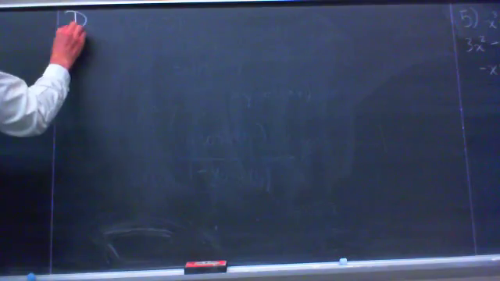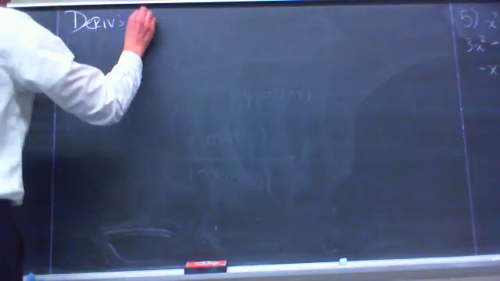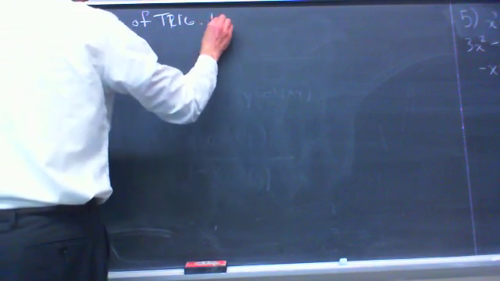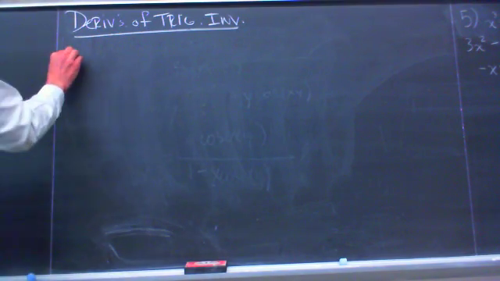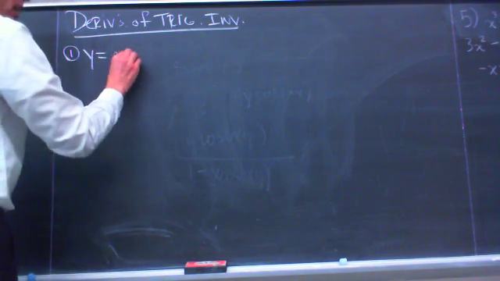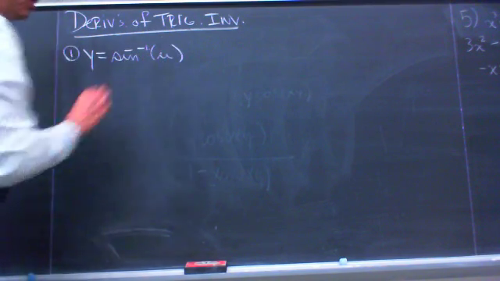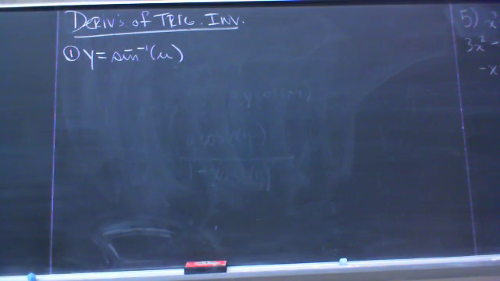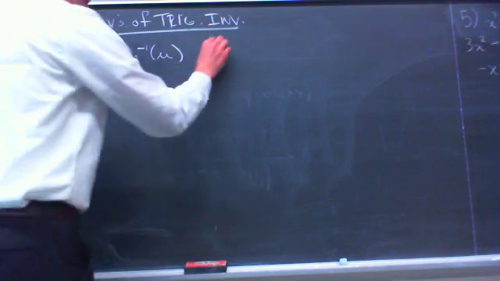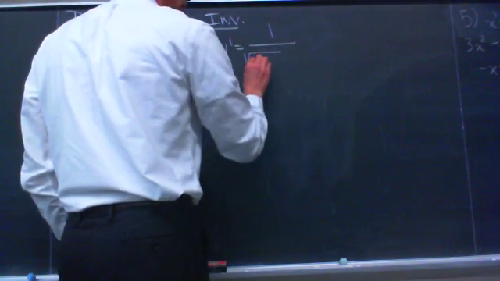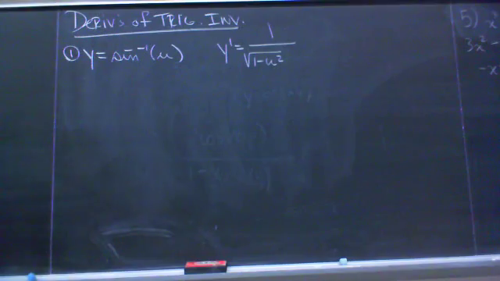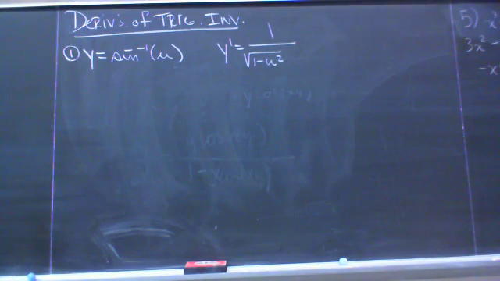So these are derivatives of trig inverse functions. We know the derivatives, I hope, of the trig functions, but now we're talking the inverse trig functions. So the first one is, if y equals sine inverse of u, what would be the derivative of that? As a rule, the derivative is y prime equals 1 over the square root of 1 minus u squared, and u is the inside stuff.